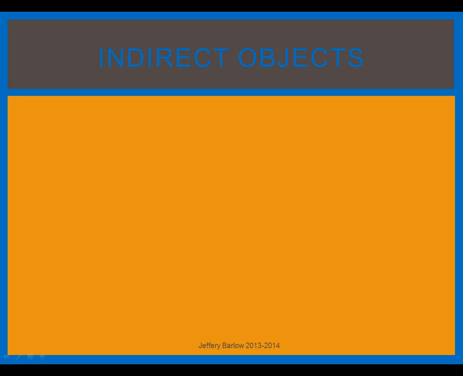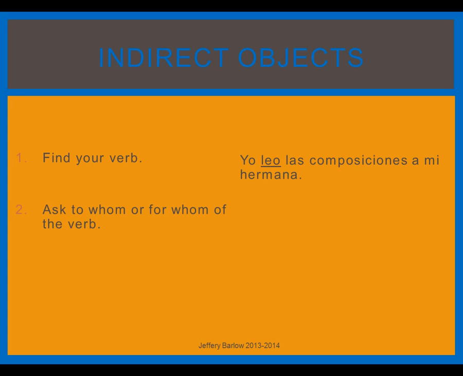The first task is to find the indirect object of the sentence. The steps to finding the indirect objects are very similar to those of the direct objects. The first step is to find the verb. The verb in our example sentence, yo leo las composiciones a mi hermana, is I read, leo. The next step is to ask to whom or for whom of the verb.